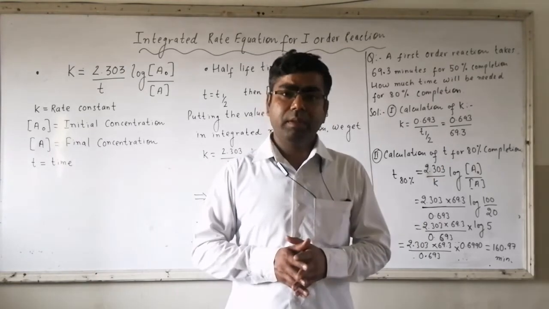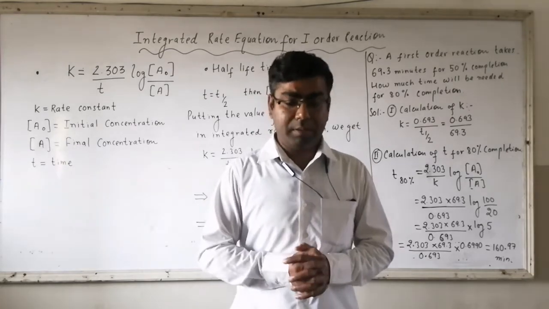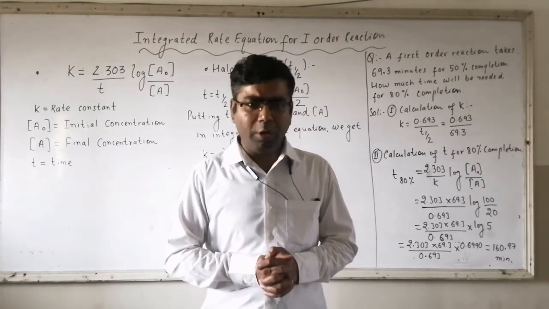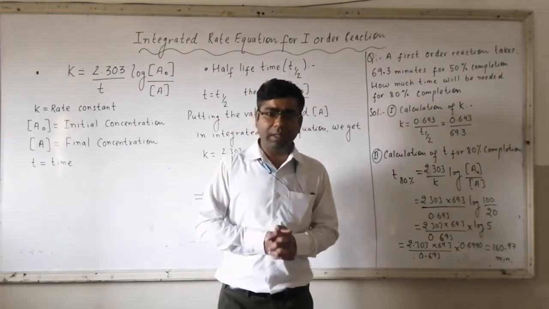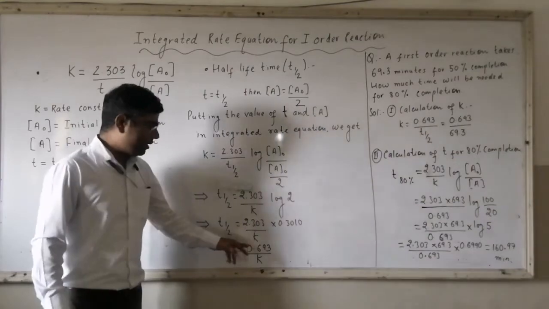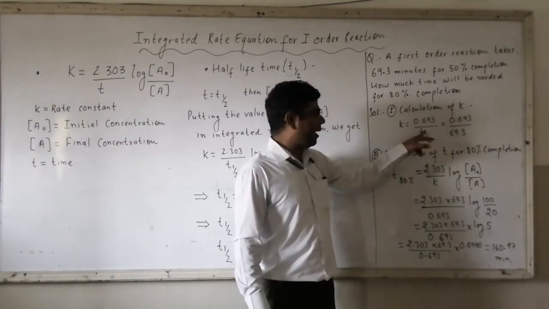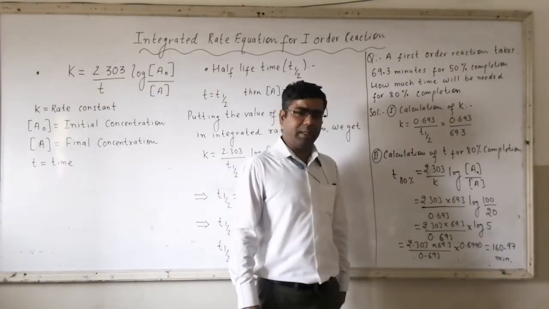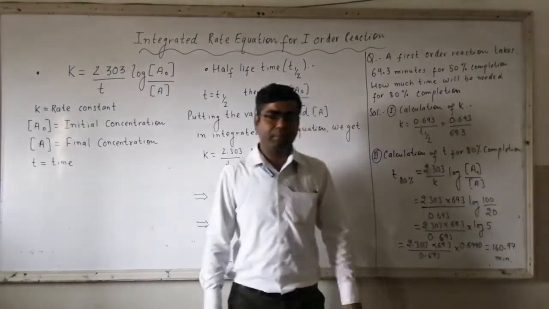But here the value of k, that is rate constant, is not given to us. So first we will calculate the value of rate constant with the help of t half, because t half is given. So what is t half? t half is 0.693 by k. So here k equals 0.693 by t half. Value of t half is 69.3 minutes. So k will be equal to 0.693 by 69.3.